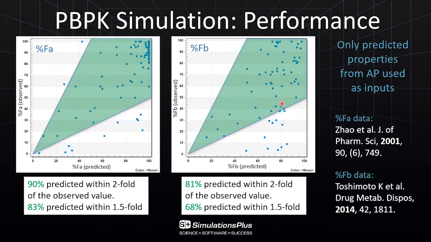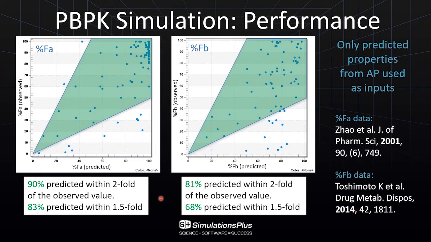This slide shows some performance results for HTPK. As the inputs, we used only predicted properties from ADMET Predictor, and then estimated experimental fraction absorbed and bioavailable in human species using data assembled from these two well-known publications.